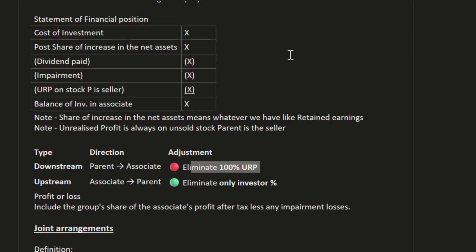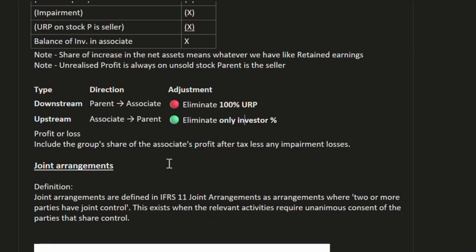Now, this one is downstream and another one is upstream. Upstream means associate to parent. In the first scenario, parent sold to associate, and in the second scenario, associate sold to parent. So in this scenario, we need to eliminate only the investor portion, meaning the parent portion. For example, parent owned 30%, so we need to remove 30% only. Profit or loss includes the group share of the associate profit after tax less any impairment losses.